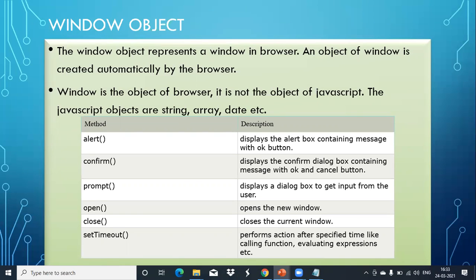Now, how can I use this window object? Already we used the alert function. I think you remember the program, how it shows. It shows a pop-up message box, a pop-up window. It displays the alert box containing a message with an OK button. We have confirm. These are all built-in methods. The confirm method is there, prompt is there, open, close, setTimeout. We'll see examples for these things: how the alert works, how confirm, how prompt.